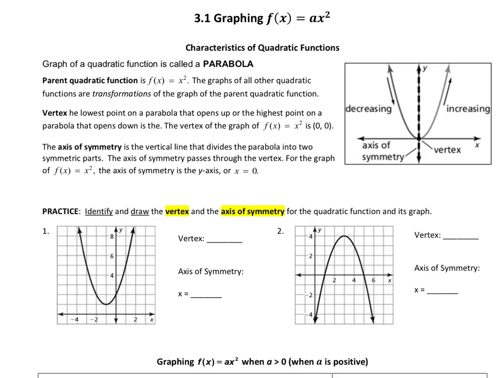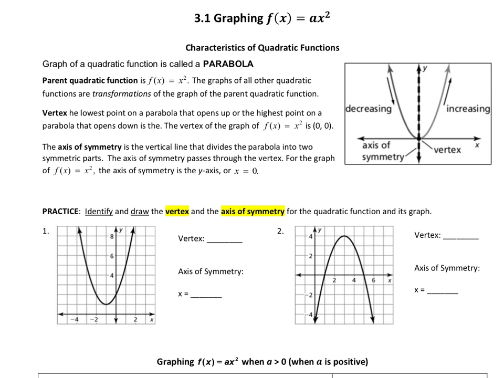Graphing f of x equals ax squared. The graph of a quadratic function is known as a parabola. So we will be referring to this graph shape, this U-shaped graph, as a parabola. The parent function we talked about in the last section is f of x equals x squared. Any changes to that graph is considered a transformation.